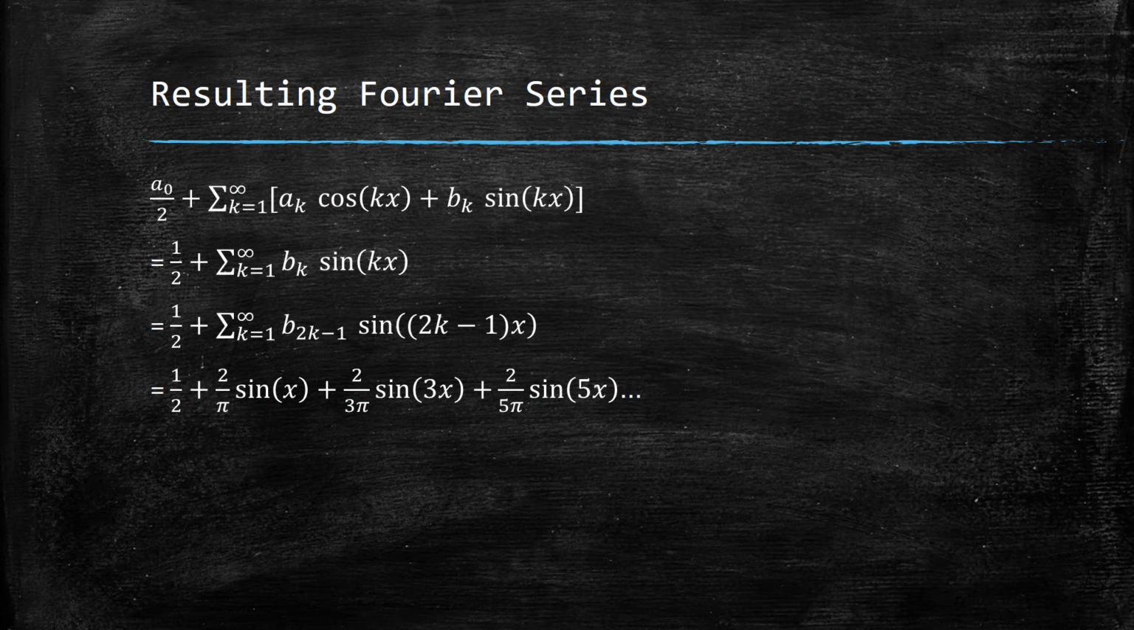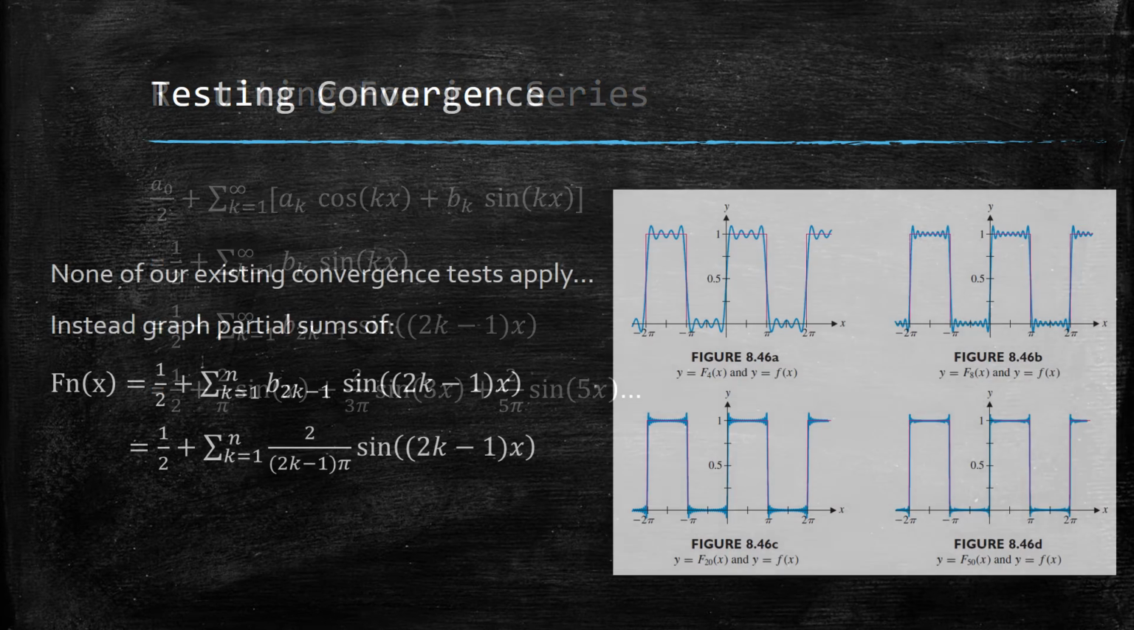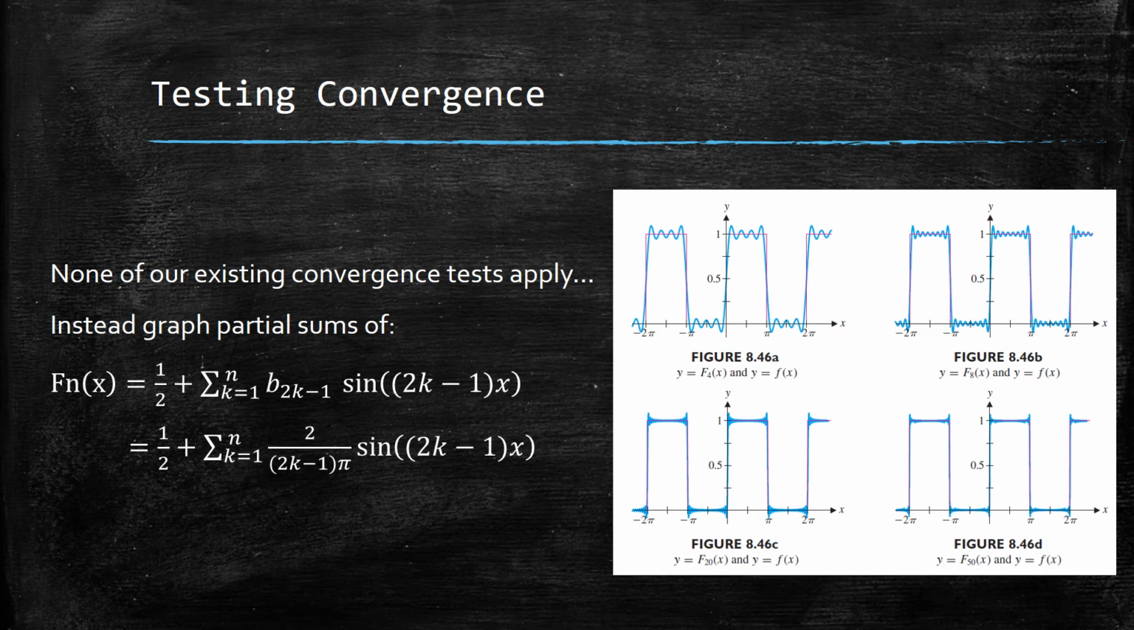Plugging in values solved for the Euler-Fourier formulas, you get 1 over 2 plus a summation from 1 to infinity of b sub 2k minus 1 times sine (2k minus 1)x. None of our existing convergence tests apply.